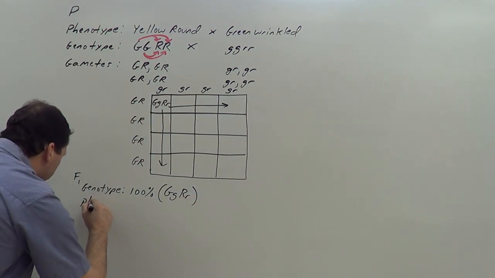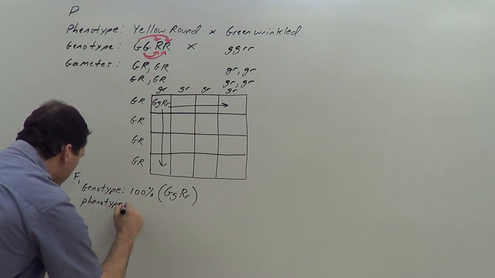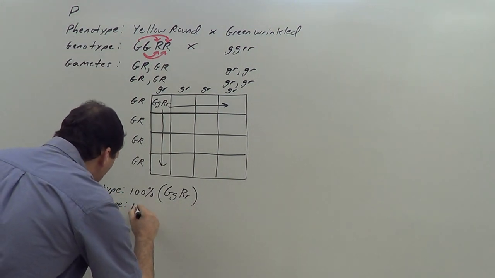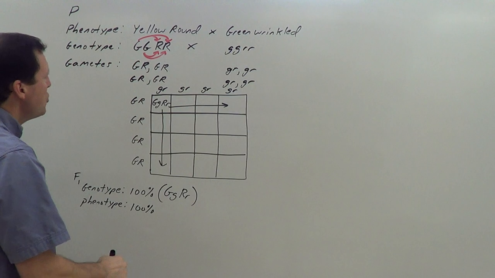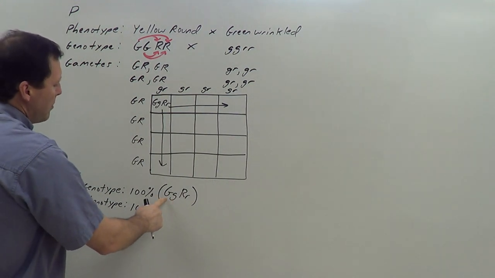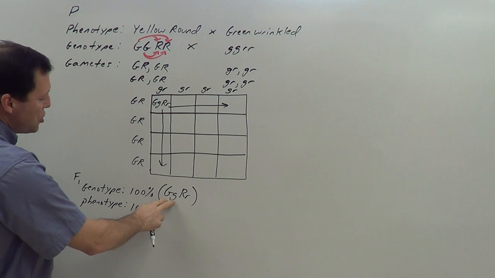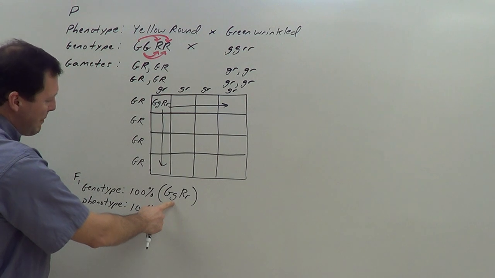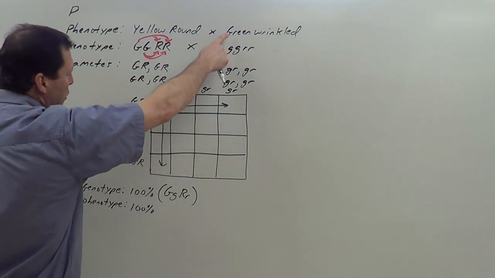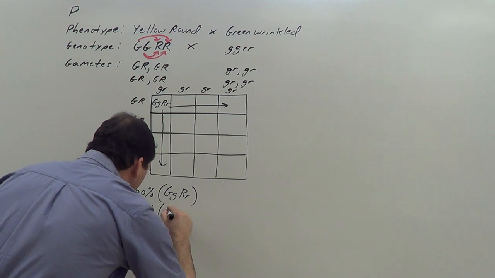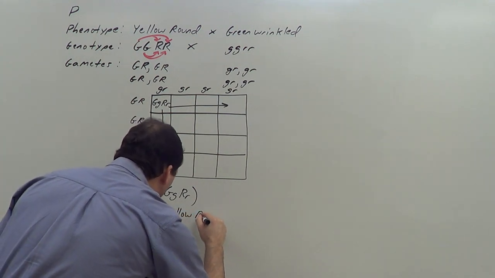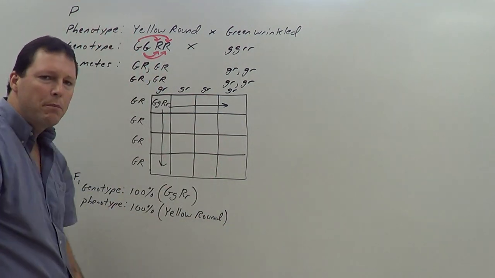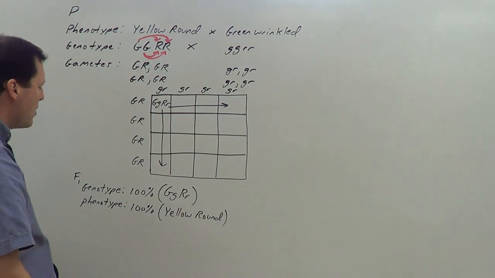Now phenotype. What phenotype would this genotype produce? 100% are going to be yellow round. Because look at these two genes right here, capital G and lowercase g. This capital G for yellow is going to be dominant over the lowercase g for green. So we're going to end up with yellow round seeds. 100% of however many offspring I produced are going to be yellow round.